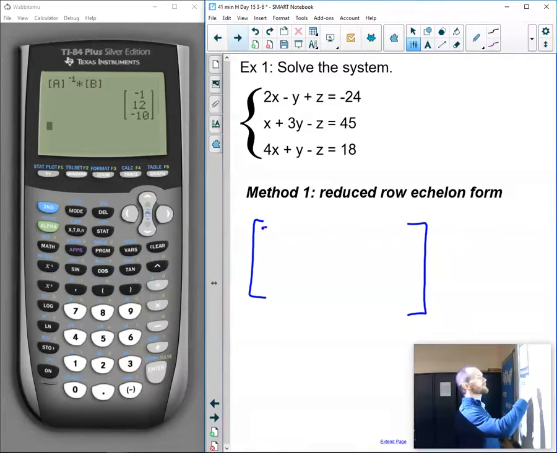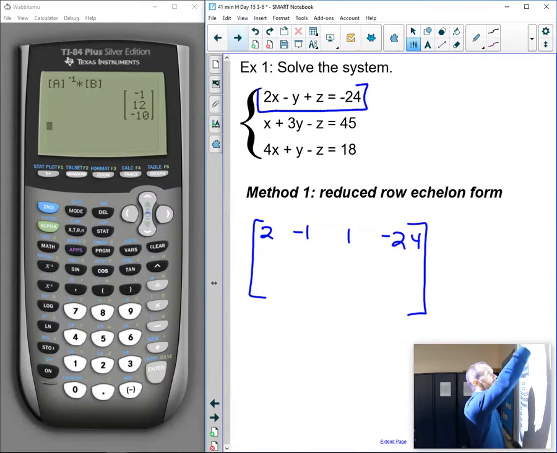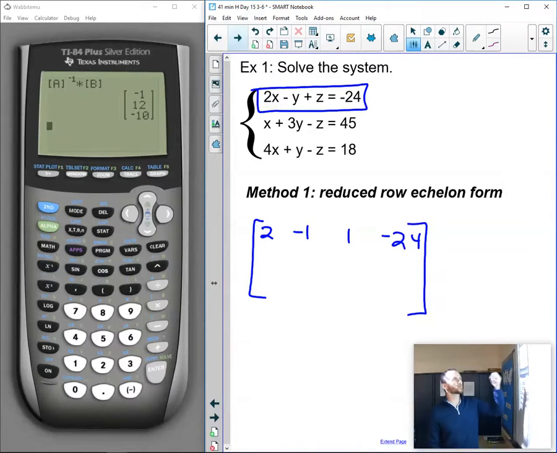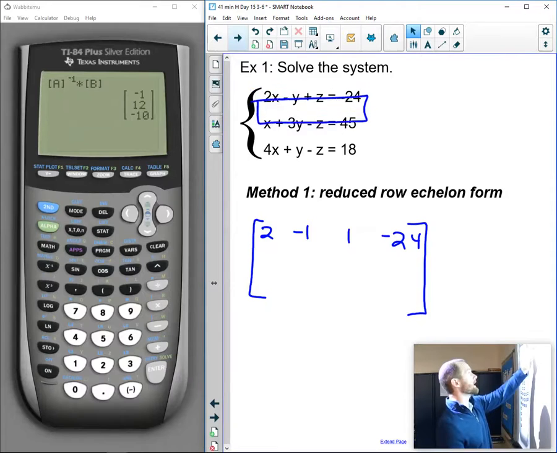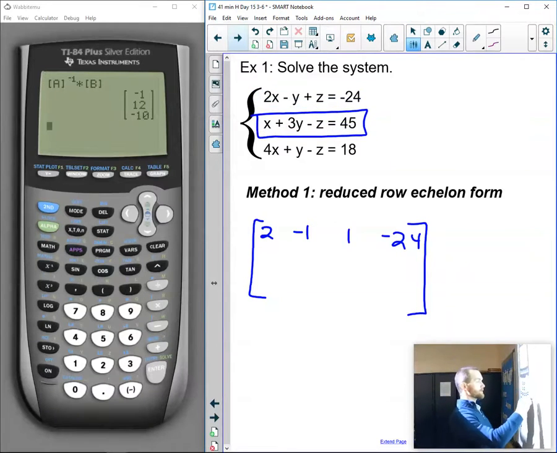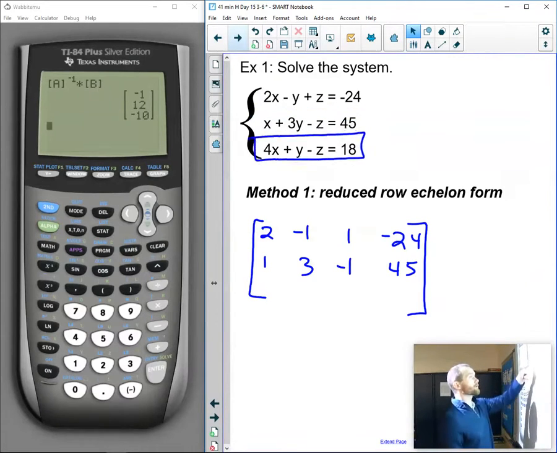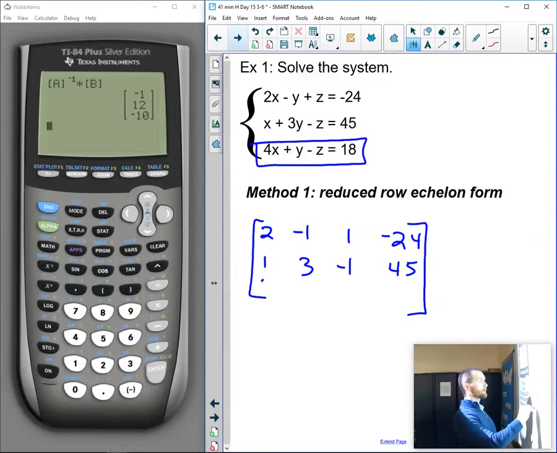So the first line is going to be the coefficients, so 2, -1, 1, and then the answer to that first equation. So that first row of the matrix is really the coefficients, so 2, -1, +1, and then -24. Just the 3 coefficients and the answer. Then we just move on down the line. The next row is 1, 3, -1, 45. And the third row will be 4, 1, -1, and 18.